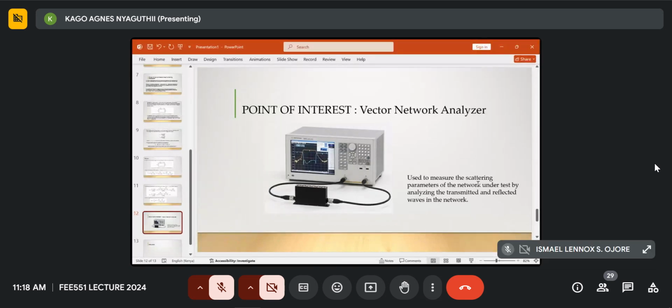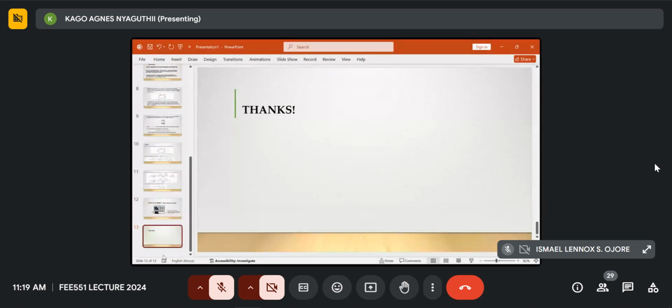By analyzing the transmitted and reflected waves in the network, and there's a switch inside here, you can shift between the reflected measurements and the transmitted, like S11 and S12. You can use the switch to change between the two. With that, if there are any questions, you can ask them. Otherwise, thank you for your time.